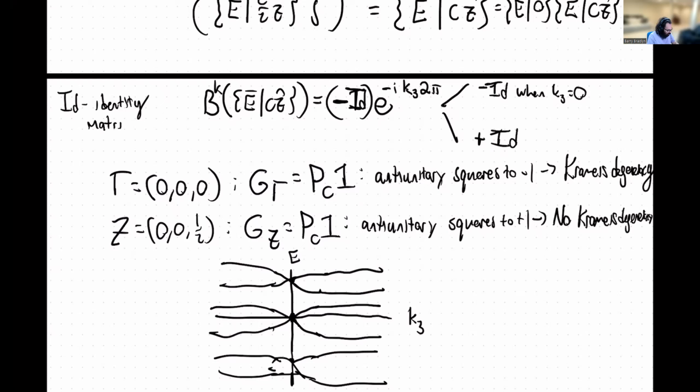What does one-fold degeneracy mean? No degeneracy? Sorry, what was the question? What does one-fold degeneracy mean? Non-degenerate, no degeneracy. Yeah, one-fold degeneracy would be non-degenerate.